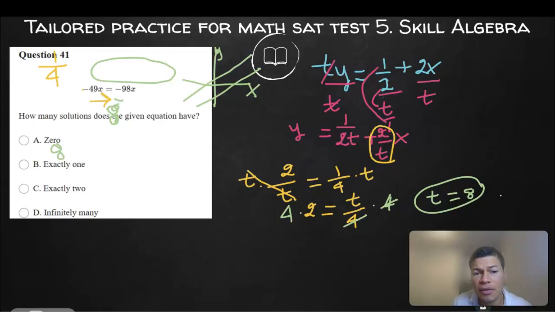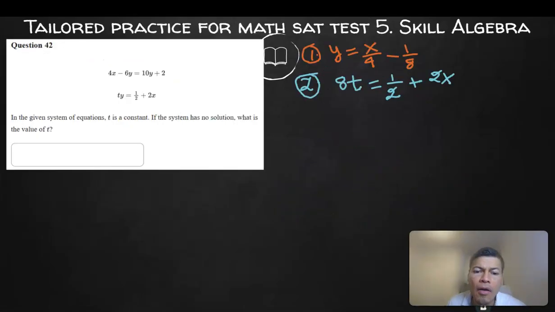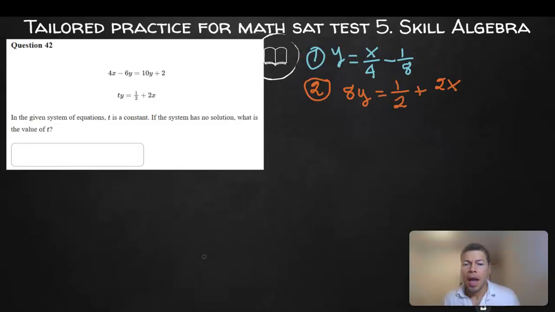So I'm going to write the equations, then I'm going to graph them. I'm going to show the equations quickly because the next step is the solution of the equations. This is the first equation that we had, y equals x divided by 4 minus 1 over 8. In summary, this is the first equation after we solved for y, so we could find the slope, and we knew that the slope was 1/4. And the second equation, we just plug in t, so we have 8y equals 1/2 plus 2x.